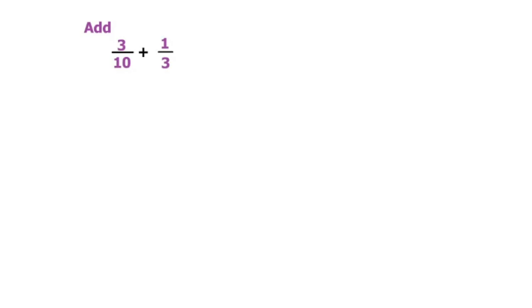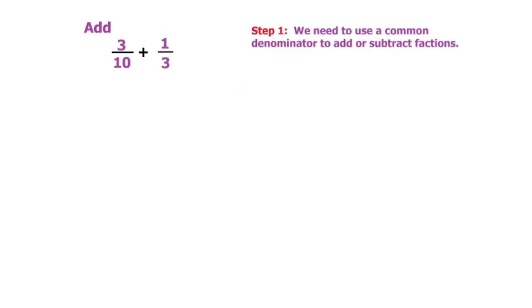In this lesson, we're going to add two fractions with unlike denominators. And the way we're going to do it this time is we're going to use the prime factorization method. So if we have a problem like this that says add 3/10 plus 1/3. So first thing is we need to use a common denominator to add or subtract fractions.